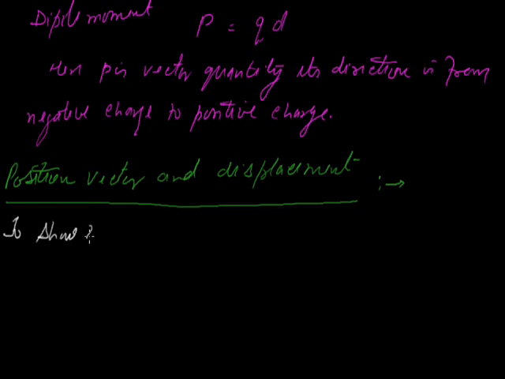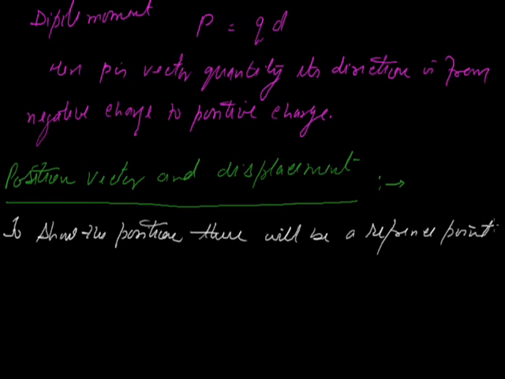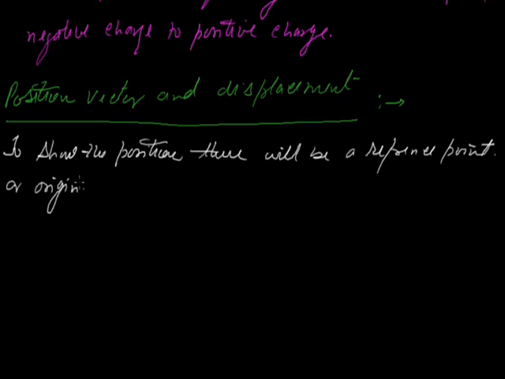To show the position, there will be a reference point, or it is also known as origin. With respect to that point, we will show the position of any object. Generally, it is taken as the intersection point of three mutually perpendicular lines. These lines are known as x-axis, y-axis and z-axis. This one is the x-axis, this one is the y-axis, this is the z-axis. This is the origin.